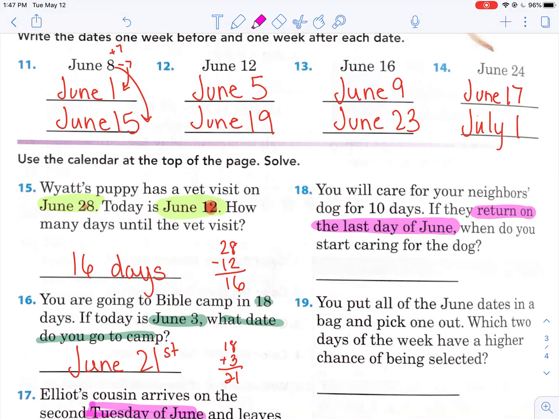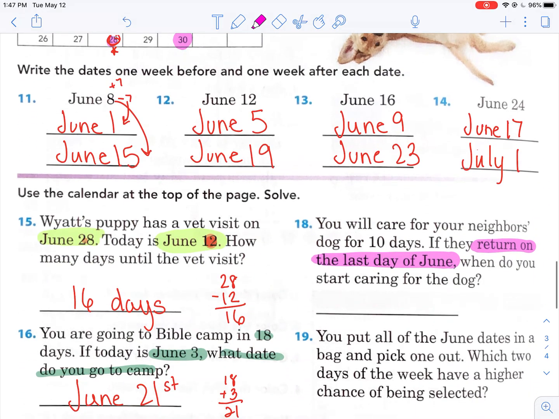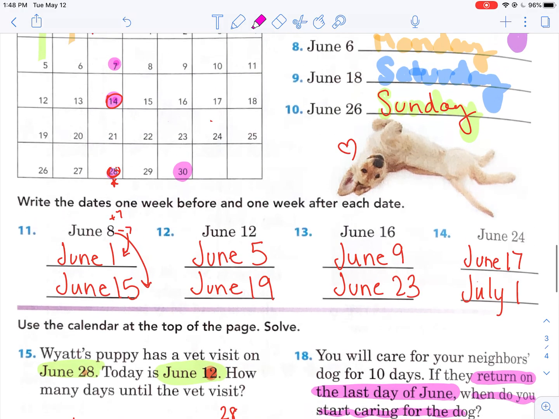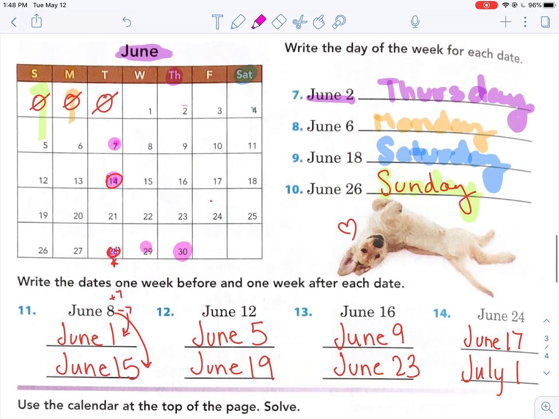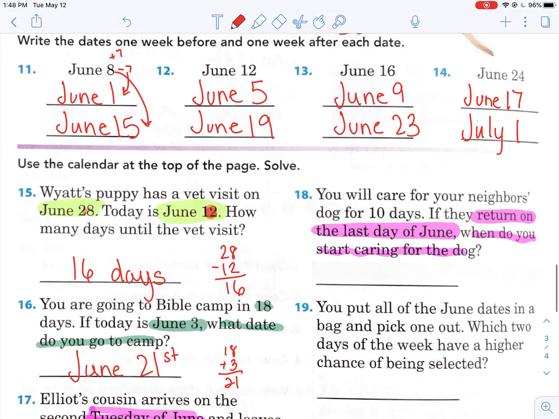And you watch them for 10 days. 10 days. And what do they ask? When do you start caring for the dog? Okay, so what was your start day? Let's count back 10. 1, 2, 3, 4, 5, 6, 7, 8, 9, 10. So the date is June 20th.